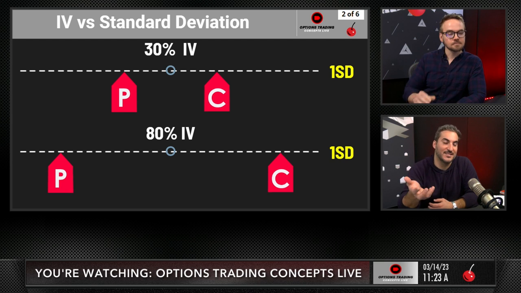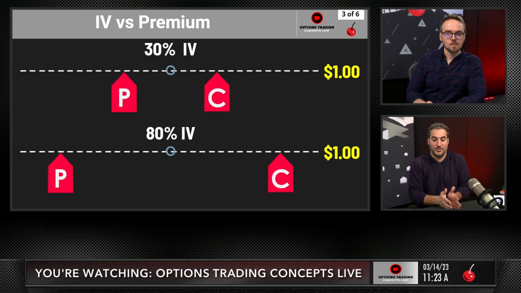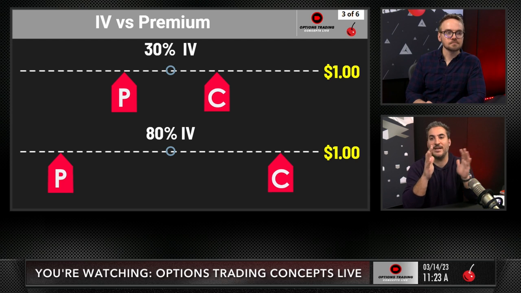So if we jump to the next slide, it's that same dollar. At a 30% implied volatility, you're going to be much closer to the stock price. When you've got 80% implied volatility, you're going to be much further out on the curve. So you're getting paid the same amount relative to this position, whether it be 30 or 80% implied volatility, but your actual price risk is much closer at the money when volatility is low.